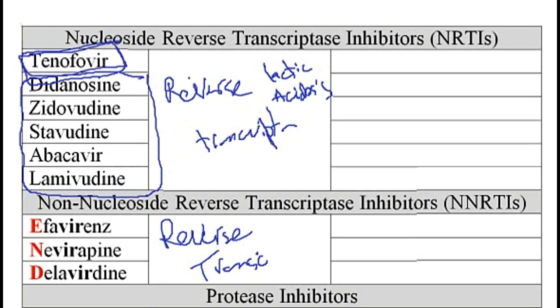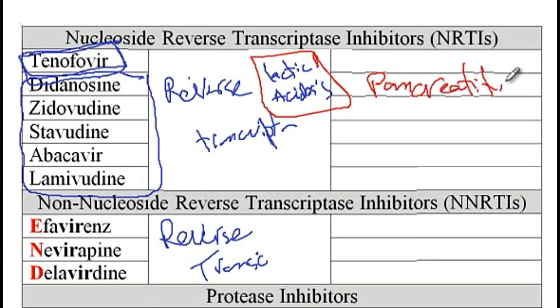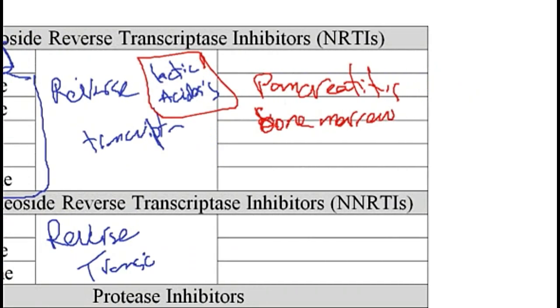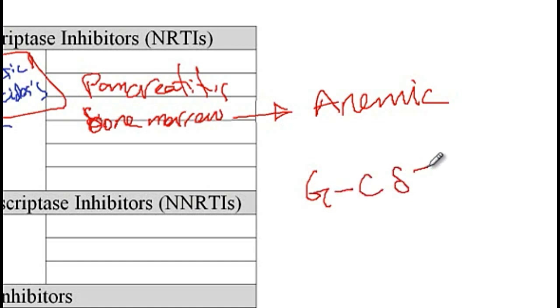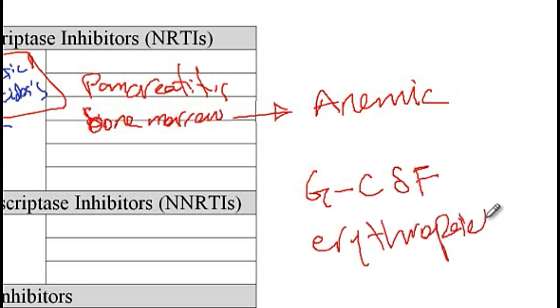Now, the side effects of these medications, in addition to lactic acidosis, you should also know that didanosine is causing pancreatitis, as well as peripheral neuropathy, and then zidovudine will cause bone marrow suppression. And as a consequence of which, due to bone marrow suppression, these patients will develop anemia. And then you can prevent bone marrow suppression by giving either the granulocyte colony stimulating factors or give these patients erythropoietin to compensate for anemia.